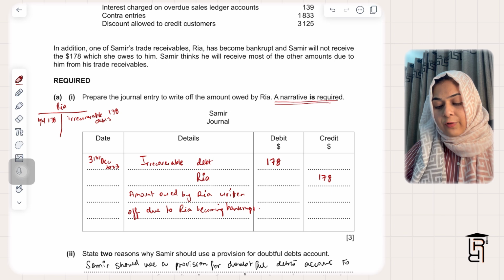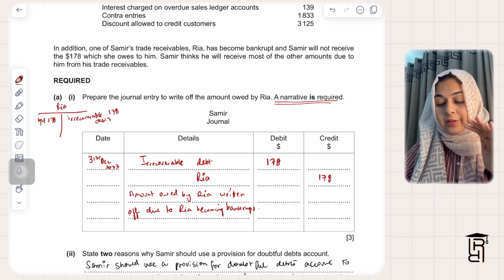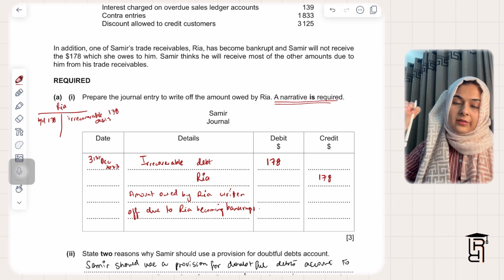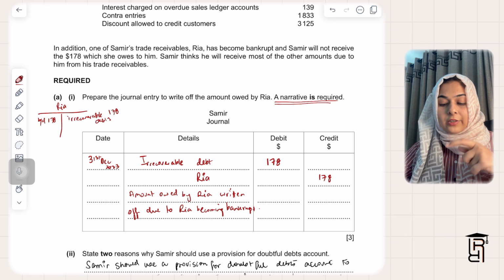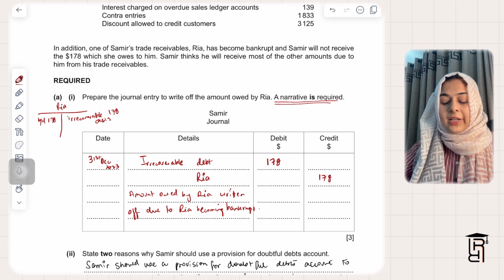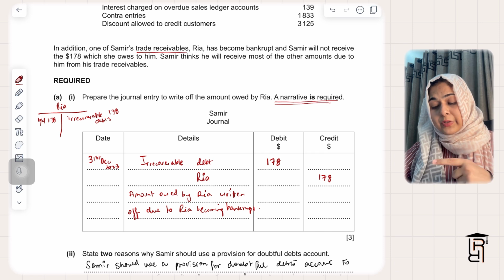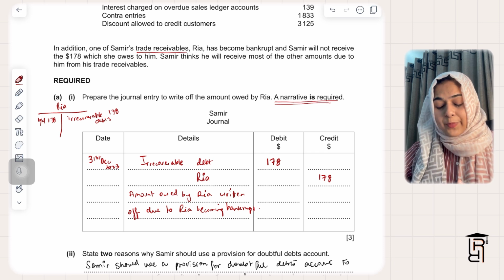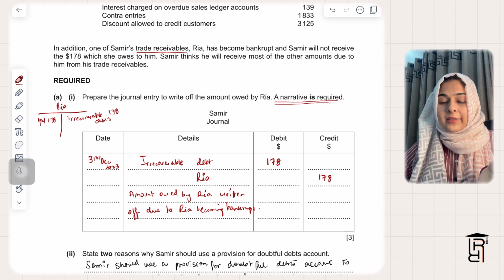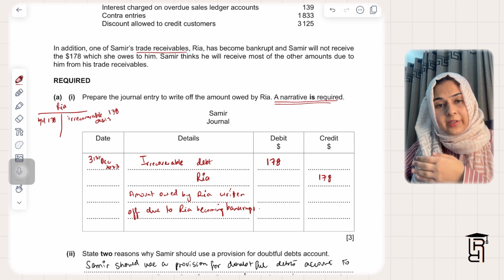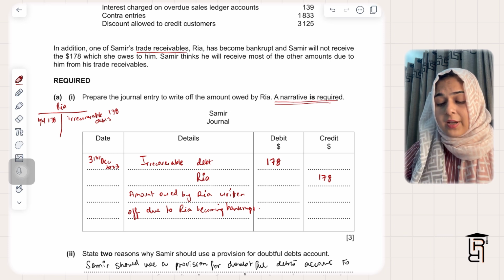Whenever they ask you for the journal entry to write off irrecoverable debt, you should simply do irrecoverable debts account debit. You need to credit the customer's account. The customer in this case was Ria. She wasn't able to pay us, right? Trade receivable is also our credit customer, and Ria was a credit customer in this case, and she wasn't able to pay us. A credit customer's normal balance is a debit balance, but when the credit customer is not able to pay us, you need to credit the credit customer's account. That is, in this case, Ria.